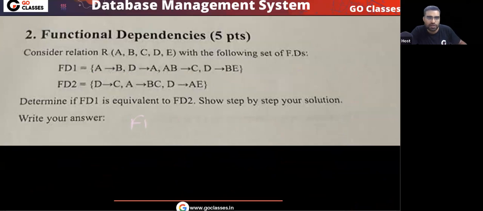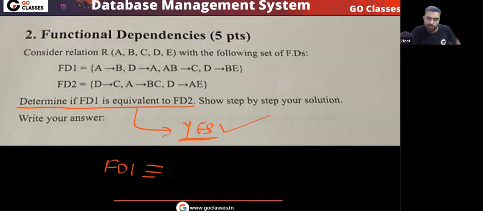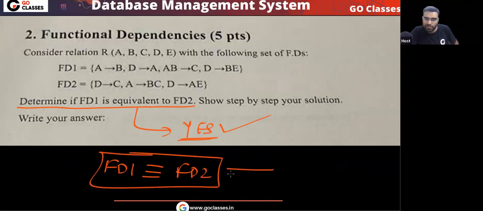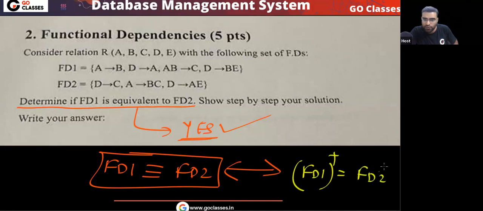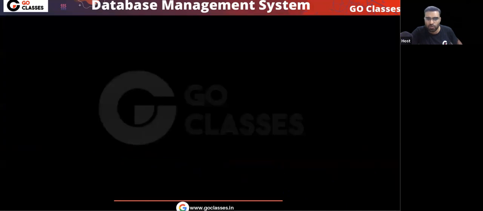So remember, FD1 covers FD2 and FD2 covers FD1. So determine if they are equivalent. The answer is yes, they are equivalent. This FD1 is equivalent to FD2. And what does that mean? Please tell me. That means if you find their closure, it will be the same. If you find the functional dependencies derived from them, they will be the same. Their closure will be the same. Very simple, right? Yes or no?